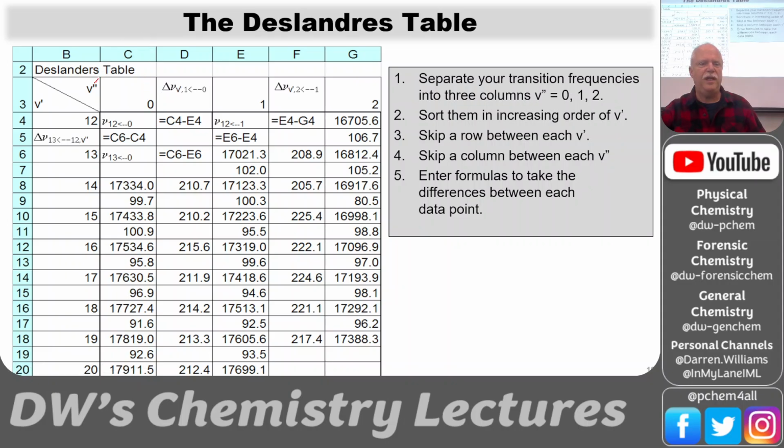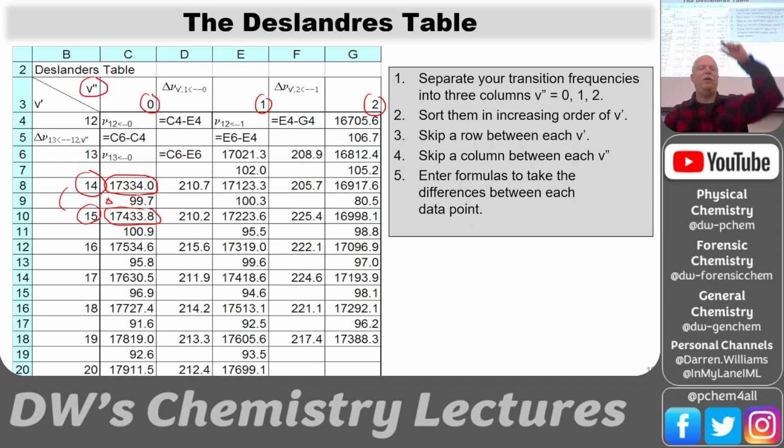So you have your V double prime quantum numbers. You have the 0, the 1, and the 2. And notice there's a skipped column in between them. Okay. And then you have the 0 to 14 transition is right here. So you paste in that wave number value there at 0 to 14. And then the 0 to 15 you paste next to that. Notice there's a skipped row in between. So that row is going to be the difference between the two. So this is the delta between those two.